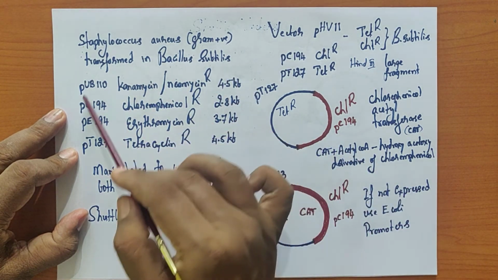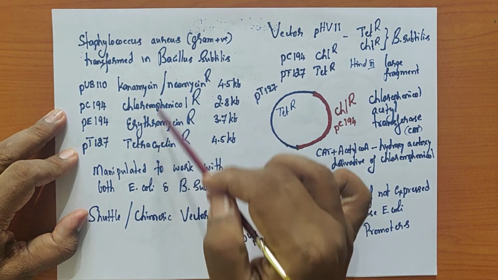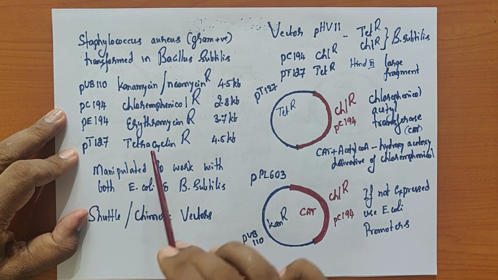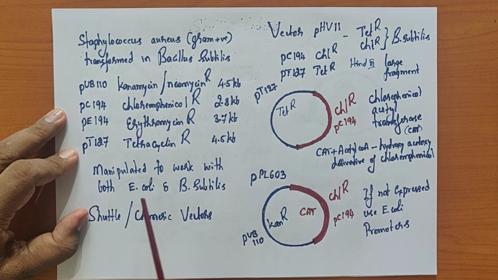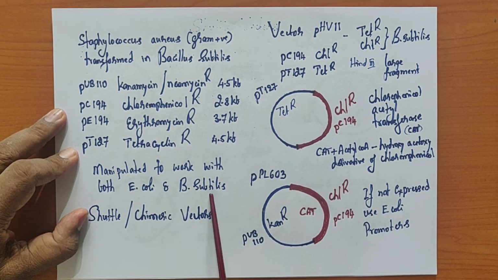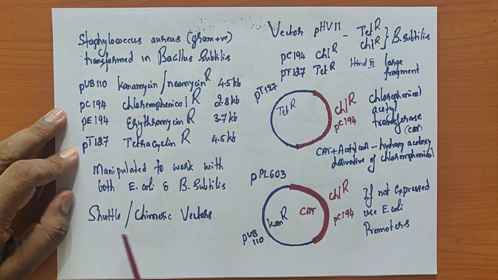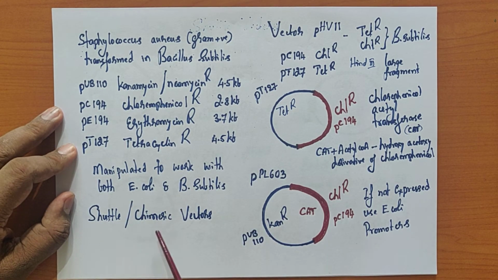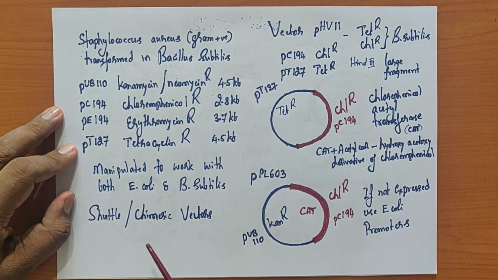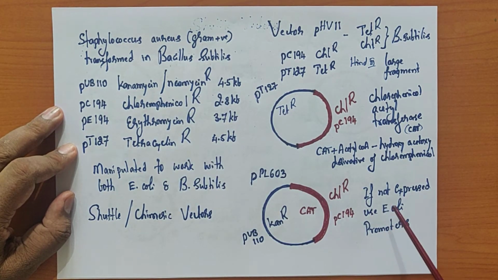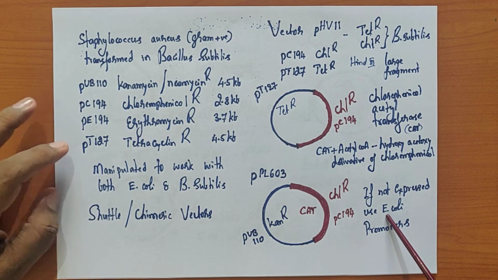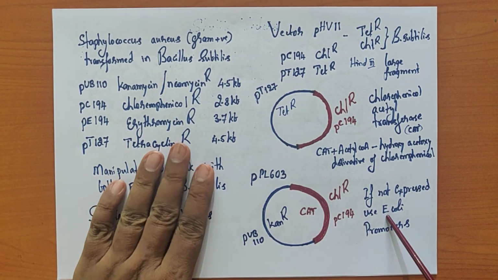Now they wanted to find out whether we can combine these two things so that it can work with E. coli as well as with Bacillus subtilis. That is what is called a shuttle vector. They are also called chimeric vectors. With this background, we will try to understand how various shuttle vectors have been designed.